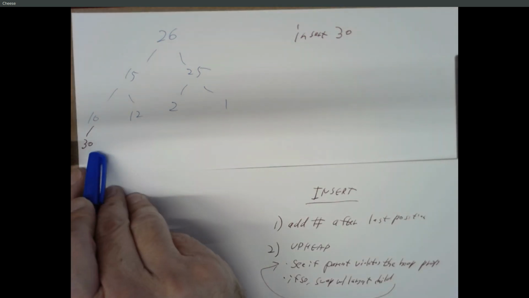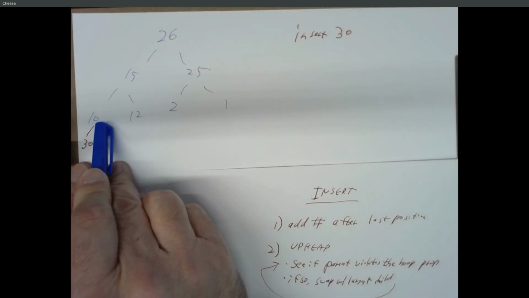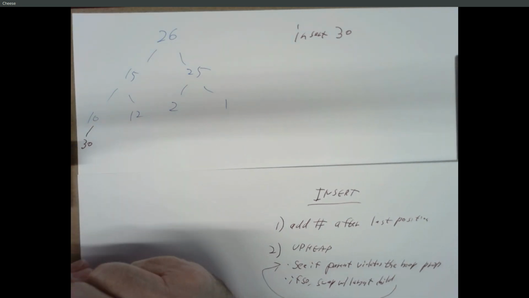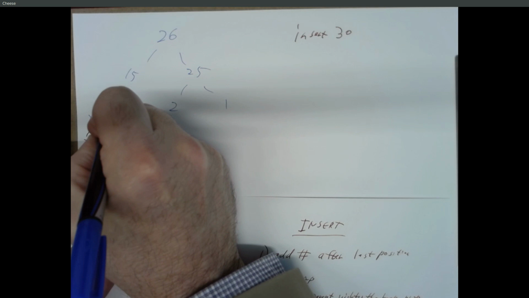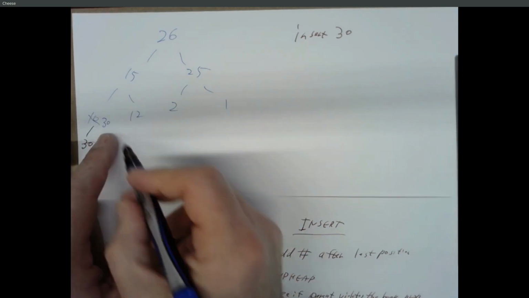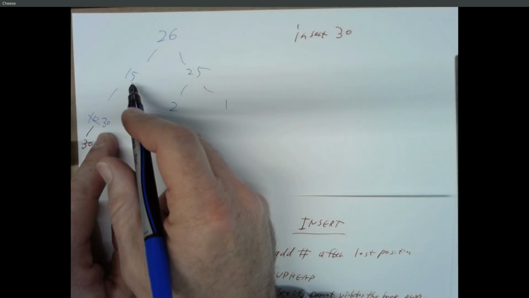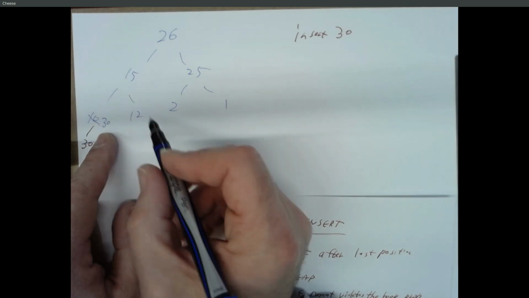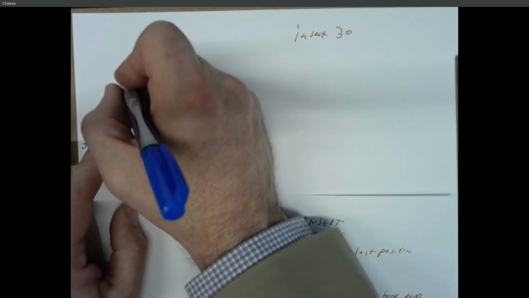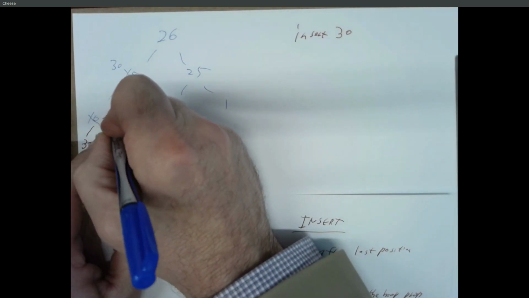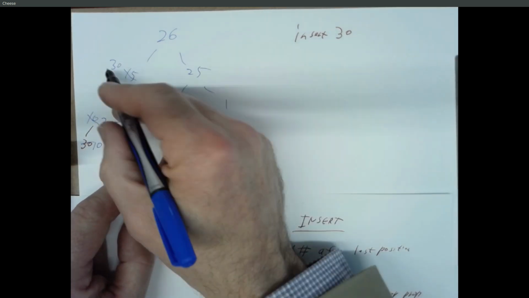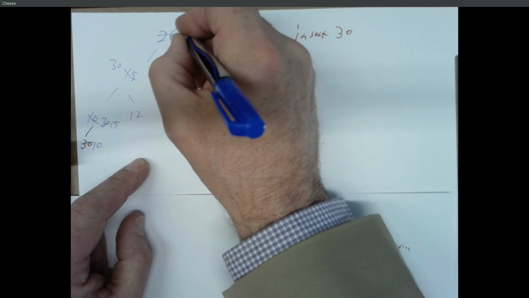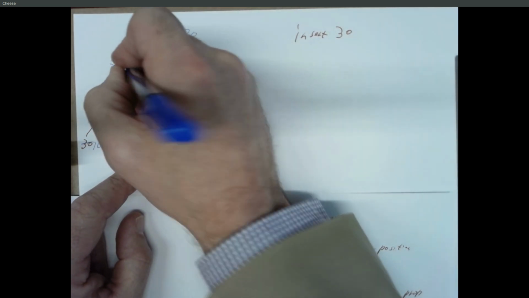All right, so we just inserted a 30. Its parent is 10. Does 10 violate the heap property? Yes, 10 is not bigger than all of its children, so swap. This becomes a 30, this becomes a 10. Check 30's parent, 15. Does 15 violate the heap property? Yep, so swap with the largest child, which is again 30. Go to that parent, 26. It violates the heap property, swap with the largest child. And you got a heap.